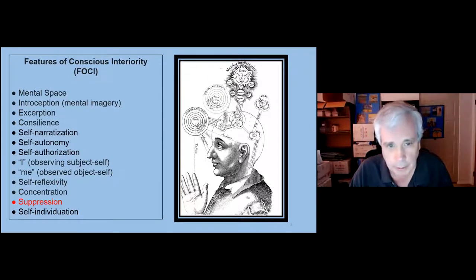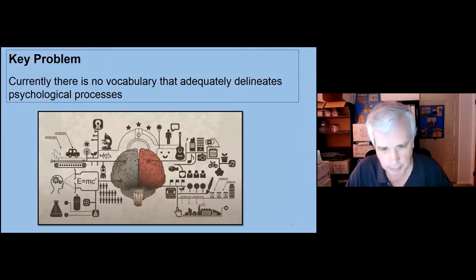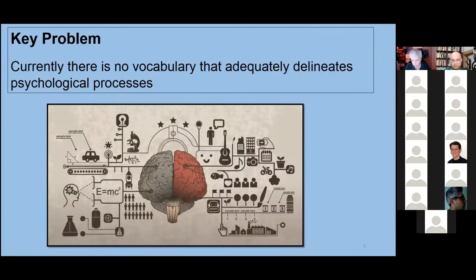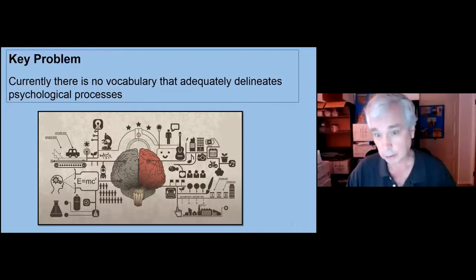So the first slide mentions what I think is a key problem when we discuss Julian Jaynes and the different features of conscious interiority. And as I spell it out here, right now, it's my belief that in psychology, there is no adequate vocabulary or idiom to discuss psychological processes in a clear way, especially when it comes to something like consciousness. We use all types of different terminology, and it can make things very confusing because often people are not on the same page and they're talking past each other.